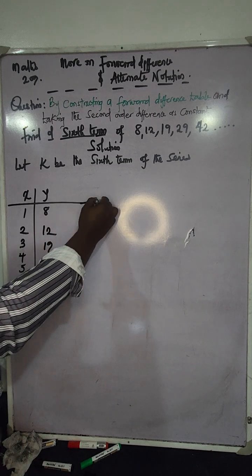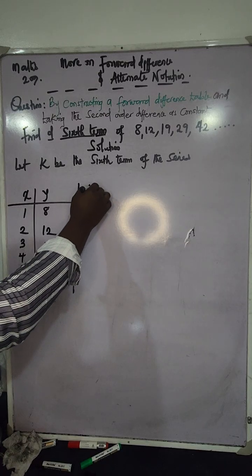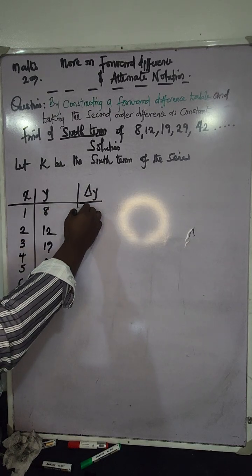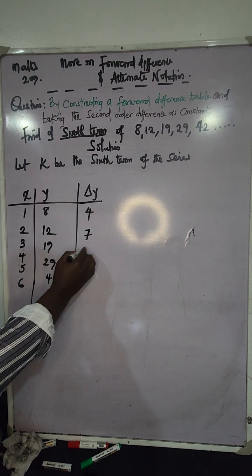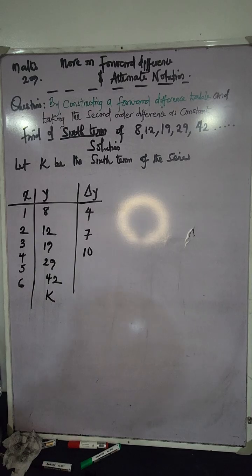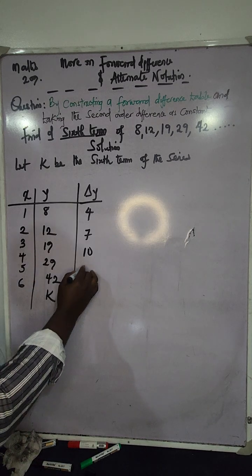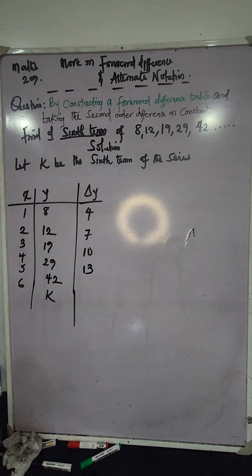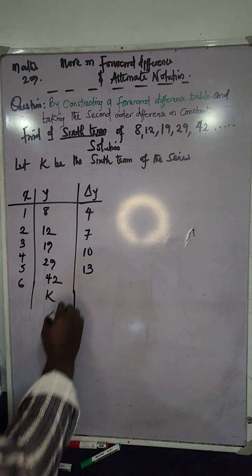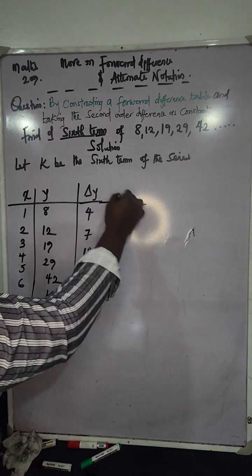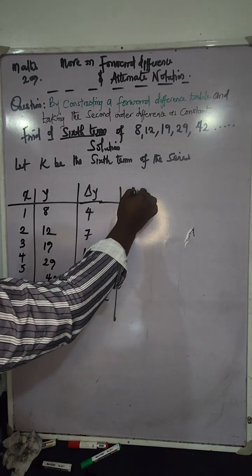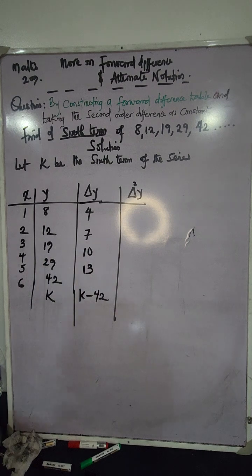And so what would be the forward difference of y? 12 minus 8 is 4. 19 minus 12 is 7. 29 minus 19 is 10. 42 minus 29 is 13. And then we have k minus 42, so we're just going to write that here. K minus 42.